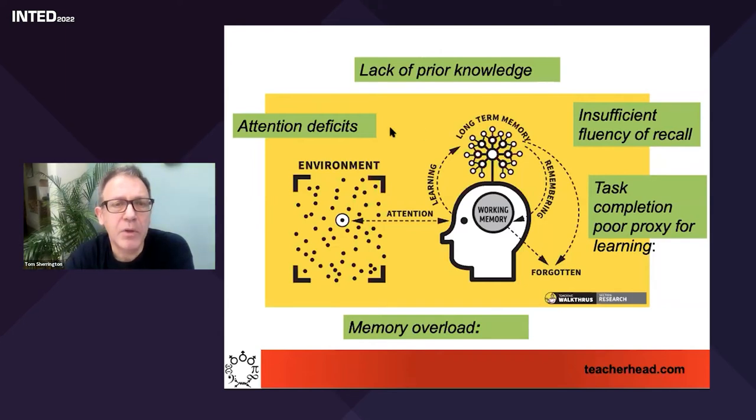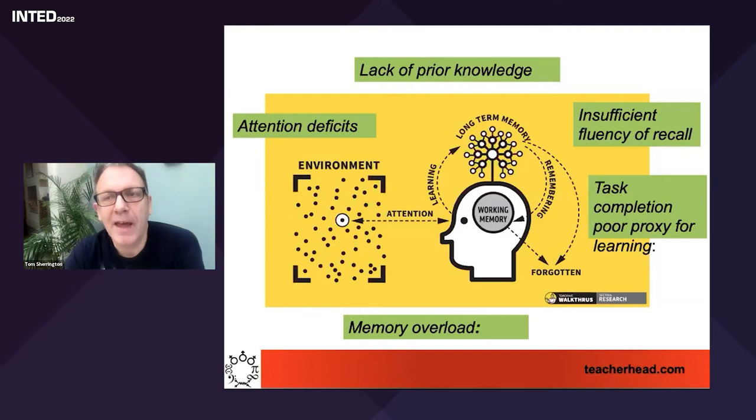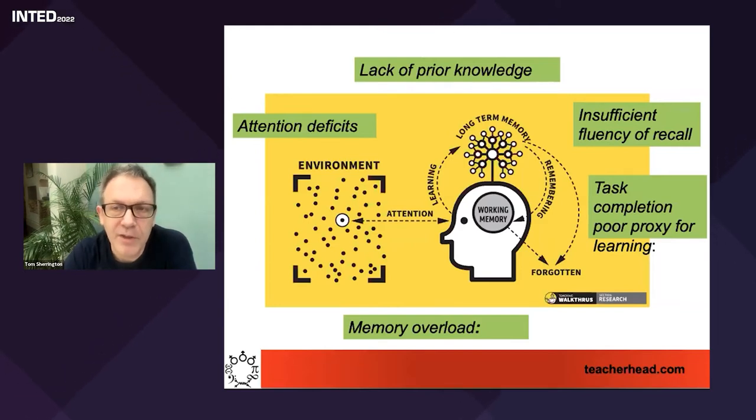It could be they didn't know what you were talking about. So you're assuming prior knowledge they just don't have. My favorite example of that is a teacher trying to explain a famous part of English history, which is about Henry VIII breaking away from the Catholic Church in 1533.